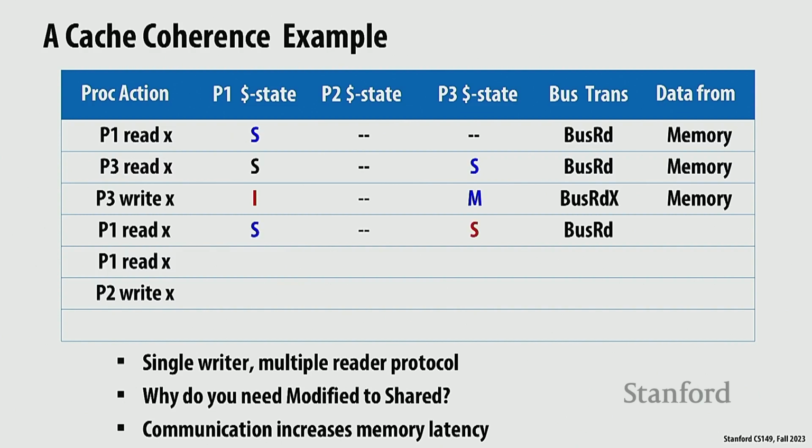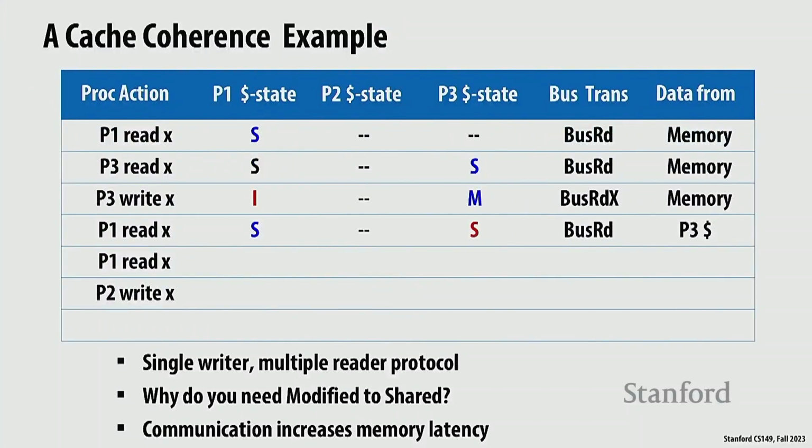And where's the data coming from? Processor 3's cache. Okay. Processor 1 does a read of X. What bus transaction occurs? This is a tricky one, right? There's no bus transaction here, right? It's a hit. Data's coming from P3.